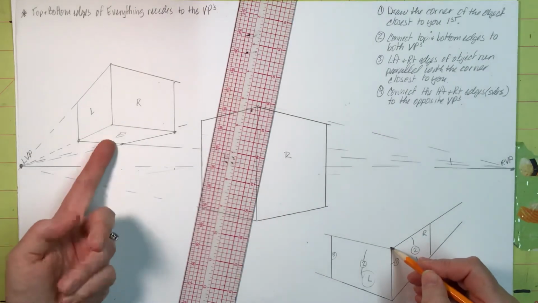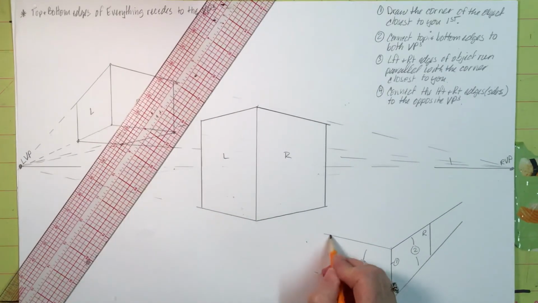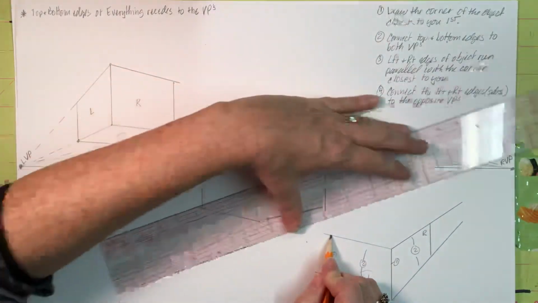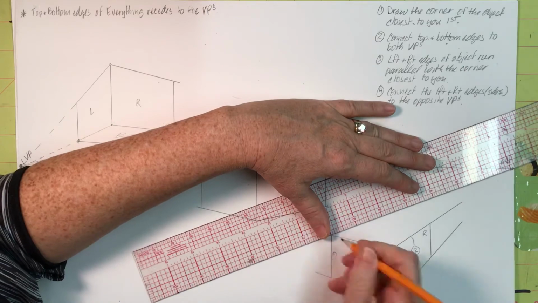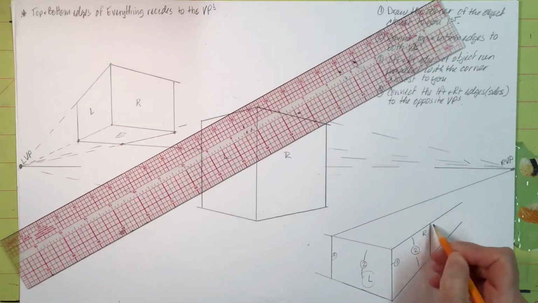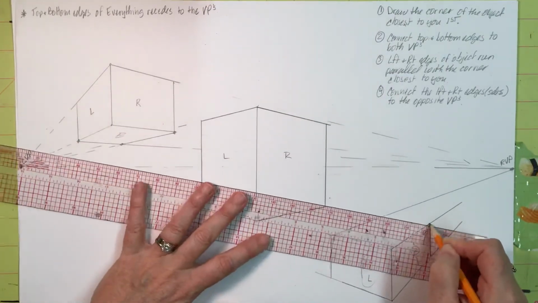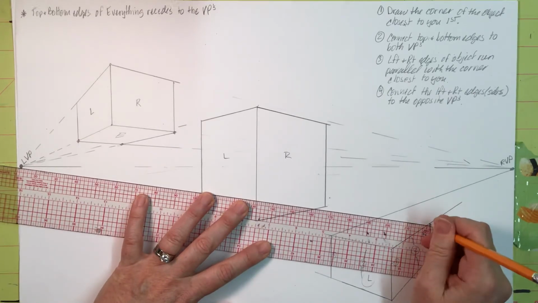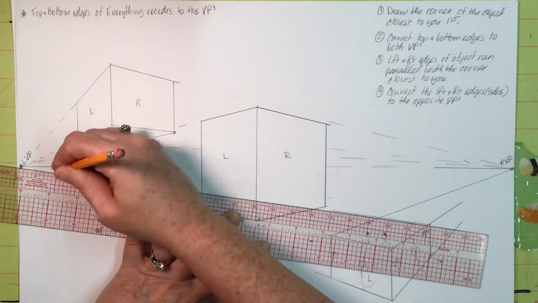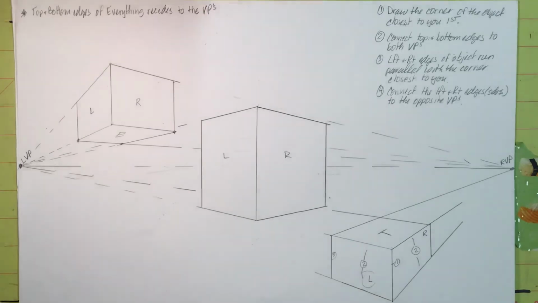Now, because this cube is below the horizon line, right, we're going to see the top of it instead of the underneath side of it like we did here. So I'm going to find the top left corner, and I'm going to line it up with my RVP, the opposite vanishing point, and draw that across there. And then I'm going to find the top right corner, and line it up with the LVP. And there is the top of the cube.